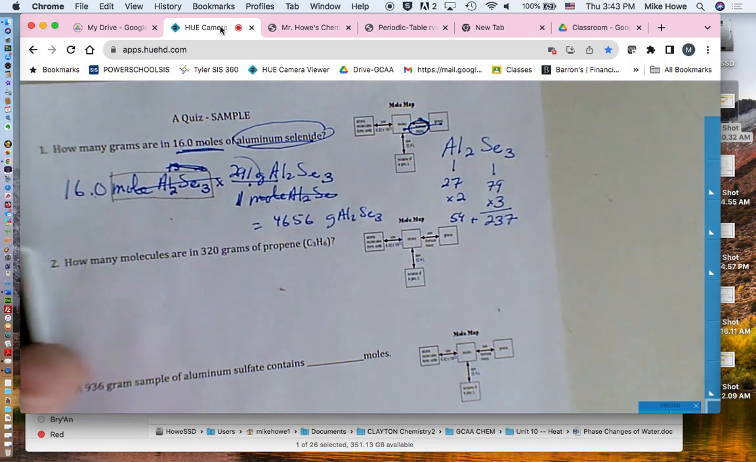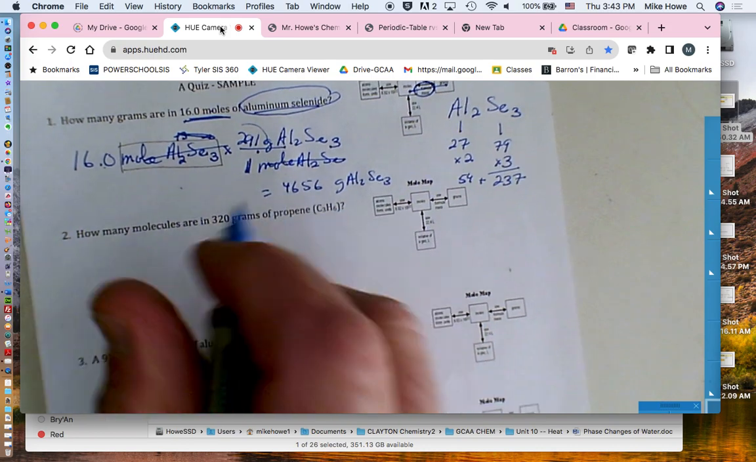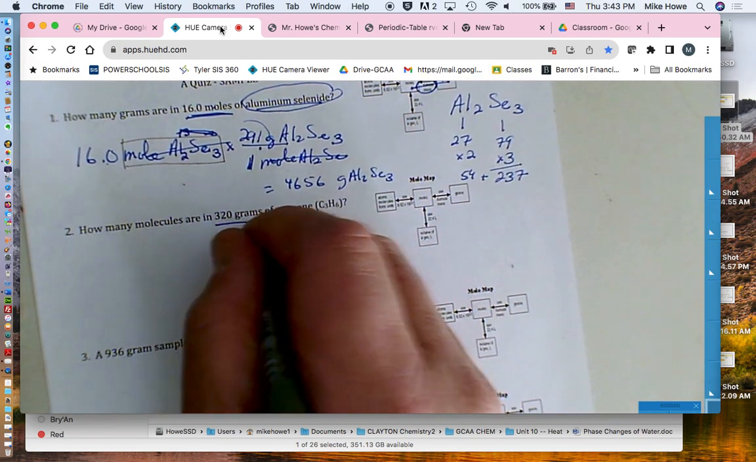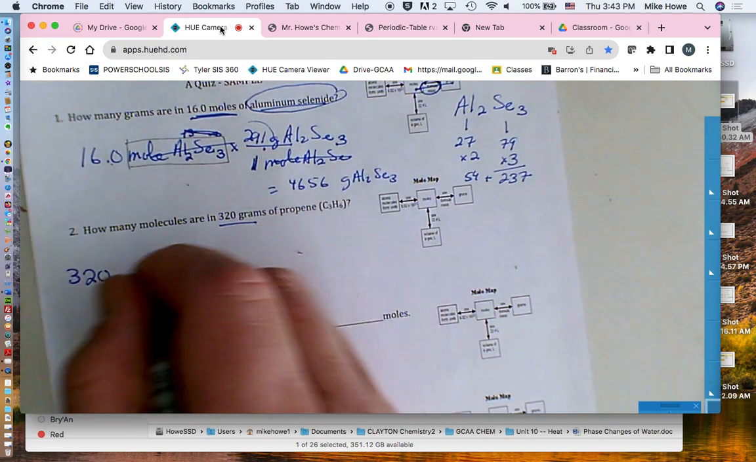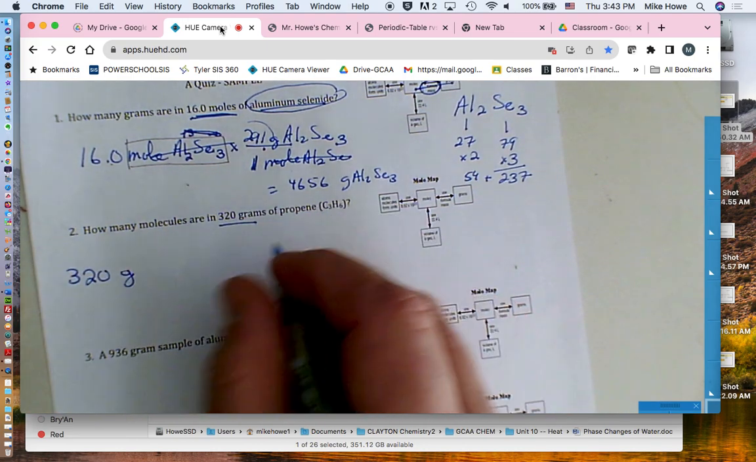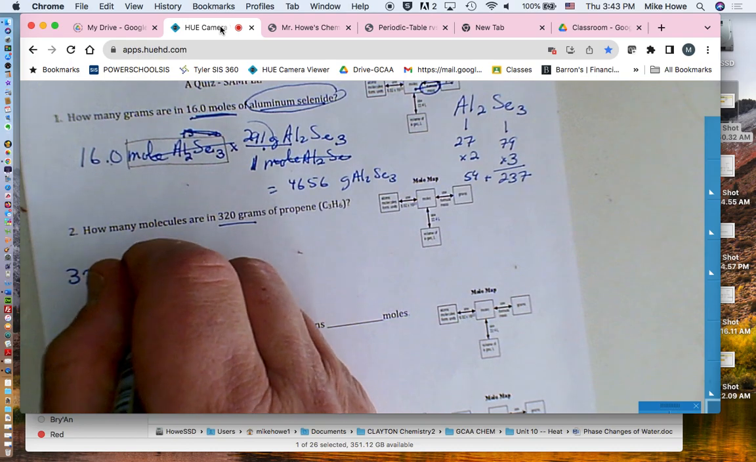Next question. This time we have 320 grams. So remember, we said the first thing you do is write the number down, and then the unit. It's grams of propene, which is C3H6.